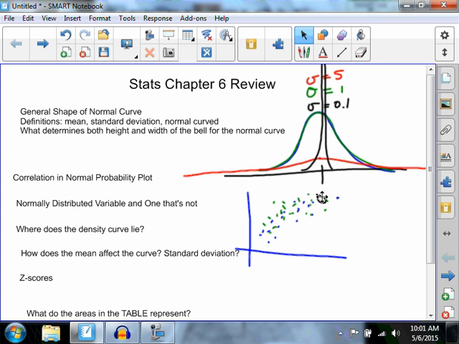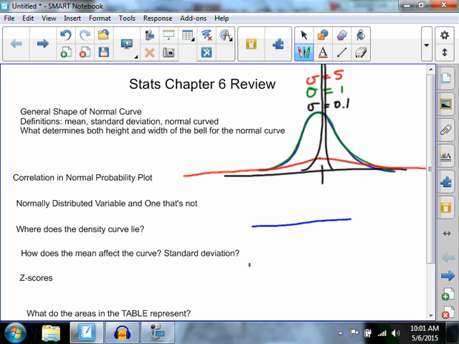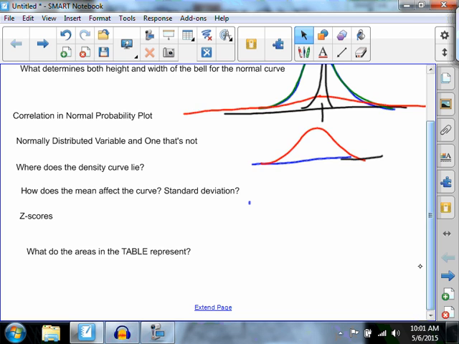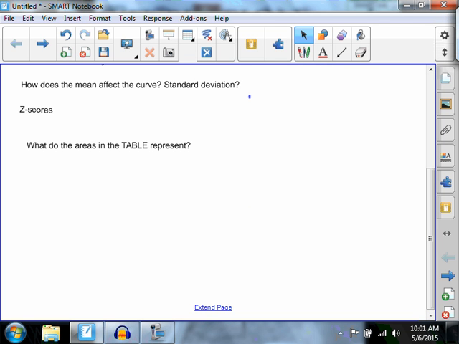Where does the density curve lie? So that's an interesting question about that density curve and where it lies. In the notes, we said that it lies on or above the horizontal axis. So, in other words, the density curve actually does touch down. Okay, the density curve actually does touch down. Okay. How does the mean affect the curve? We talked about that. How does the standard deviation affect the curve? We talked about that. Let's see, z-scores. Something about z-scores. What is it that you need to know?